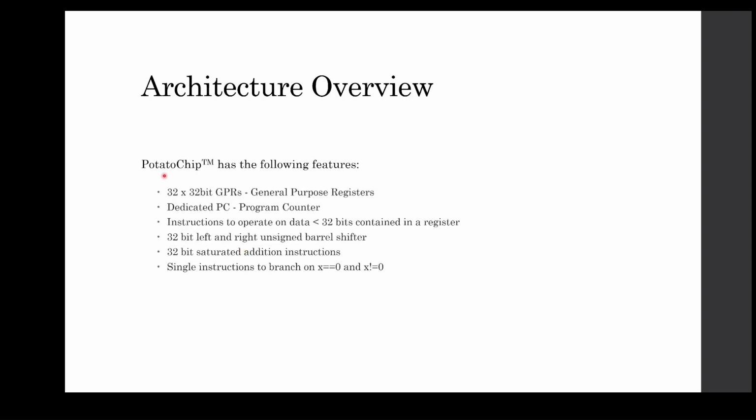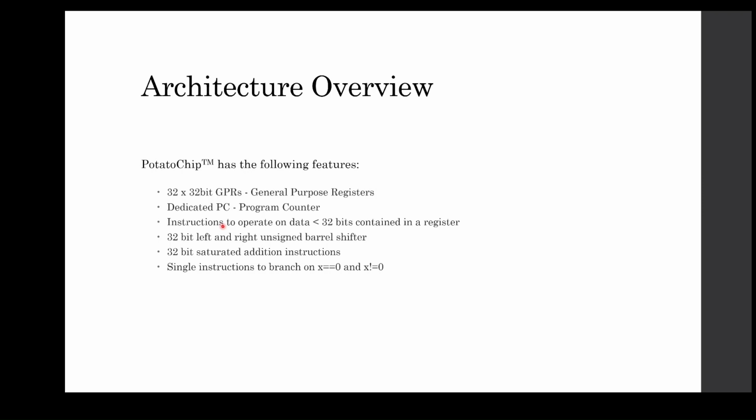The PotatoChip architecture consists of 32 32-bit general purpose registers. It has a separate dedicated program counter register, as well as a dedicated instruction register that's not visible to the programmer. Instructions to operate on data less than 32 bits are also available, such as moving an immediate value to any arbitrary byte of the 32-bit register.